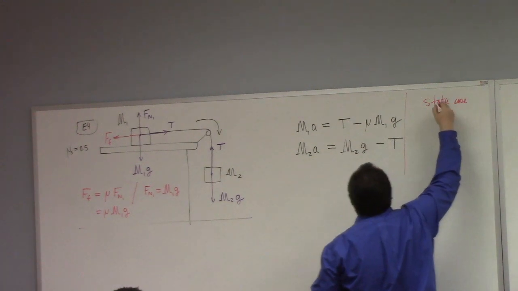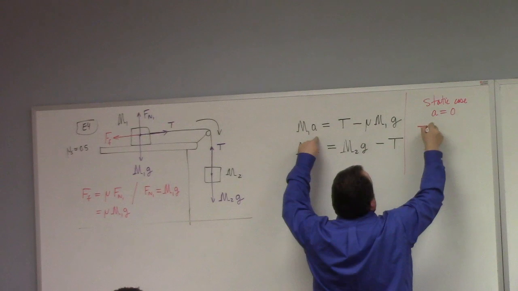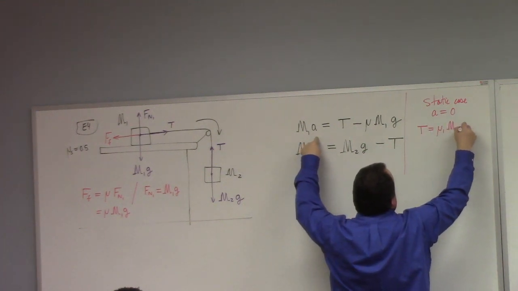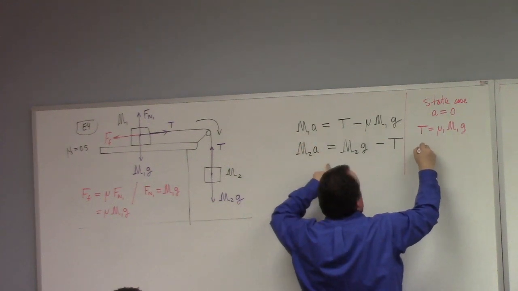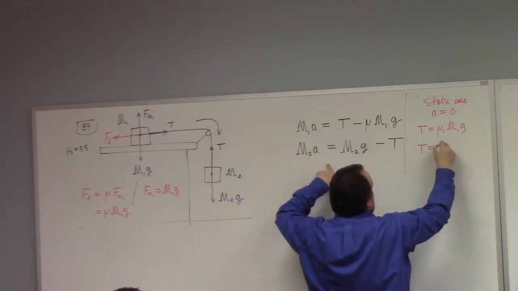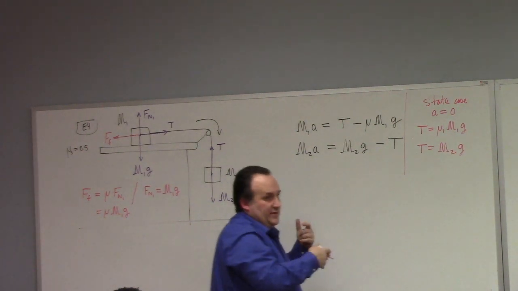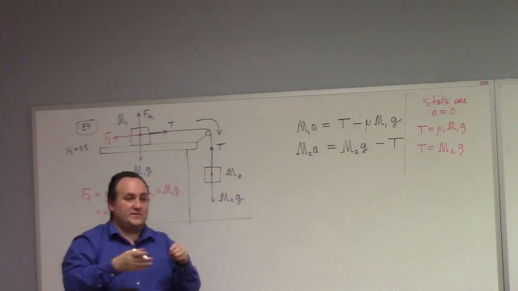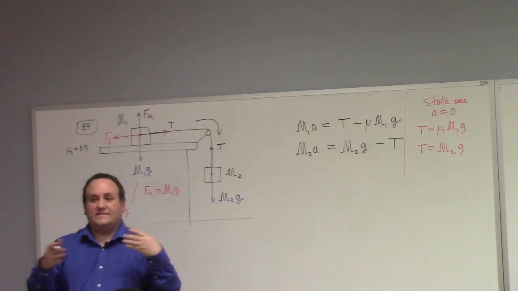Acceleration is 0. Tension equals mu times m1 times g. And T also equals m2 times g, therefore. Now, hold on just a second. So you're not wrong, but I would point out that one of these things is not like the other. The tension being m2g is non-negotiable in the static case.